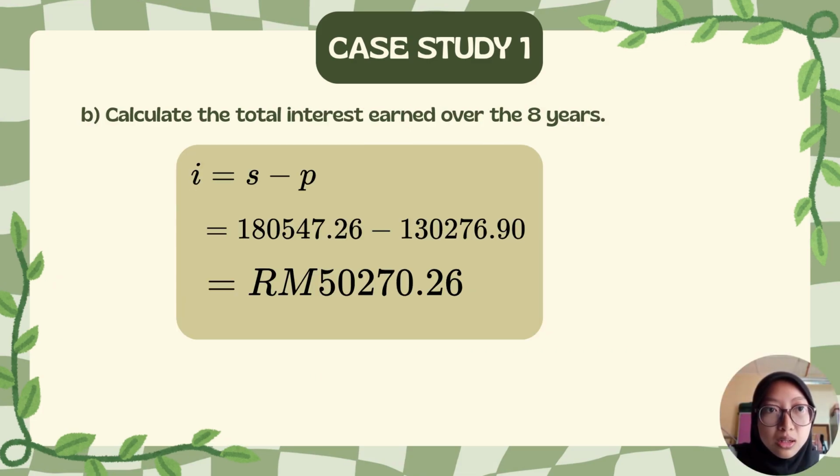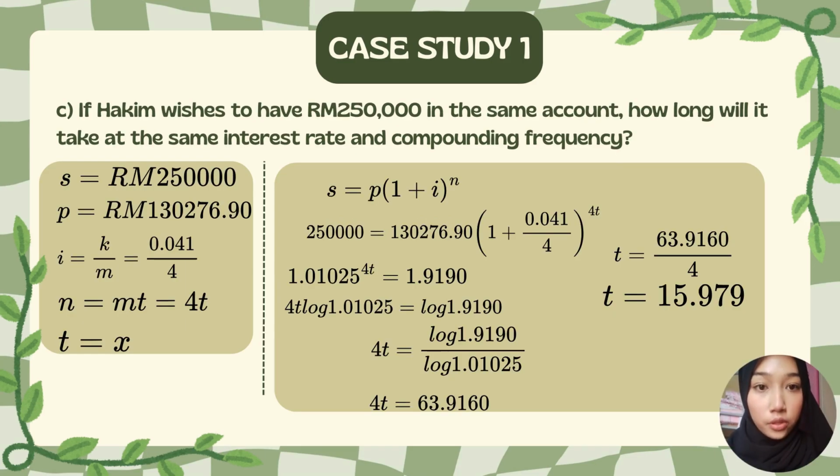Question B. Calculate the total interest earned over the 8 years. To find the total interest, we will use the formula I equals S minus P. The value of S is given in the question, while the value of P was calculated in the question above. Subtract the numbers and we will get the value of I. As you can see, I will continue explaining for part C and part D.